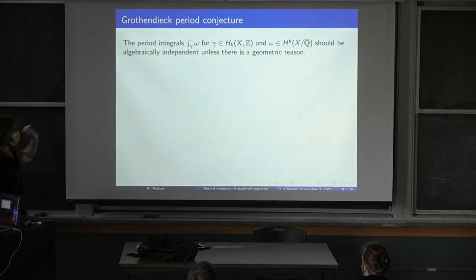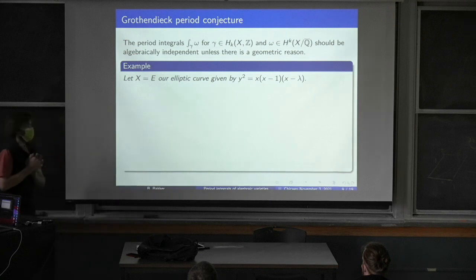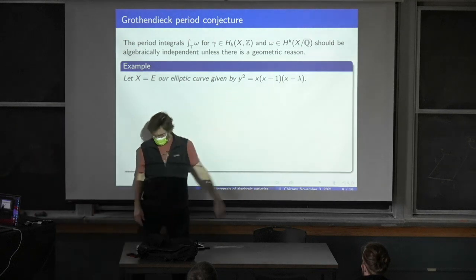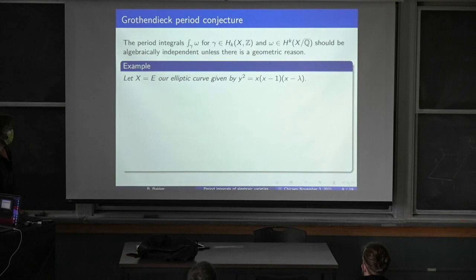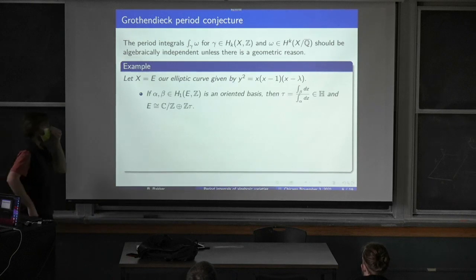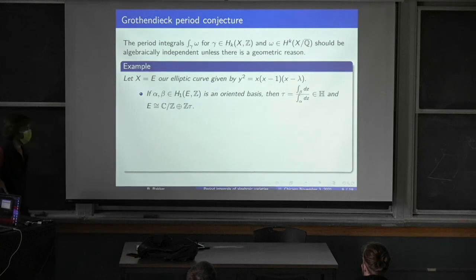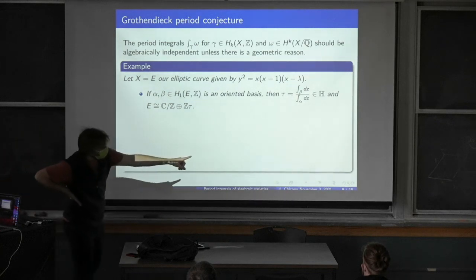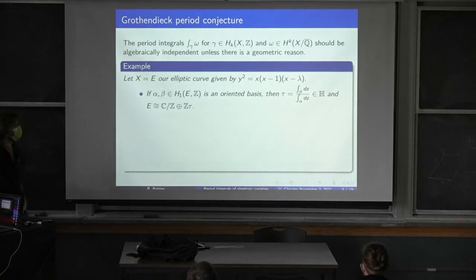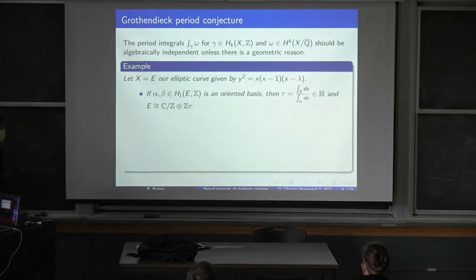So let me give a very concrete and provable example. Let's go back to our elliptic curve, which is defined by this equation. We already wrote down these integrals, and we found that we can recover this parameter tau by taking the ratio of the integrals for a basis of homology, alpha and beta. This, as my picture indicates, is an element of the upper half plane. And we recover E as the quotient of C by the lattice generated by 1 and tau.